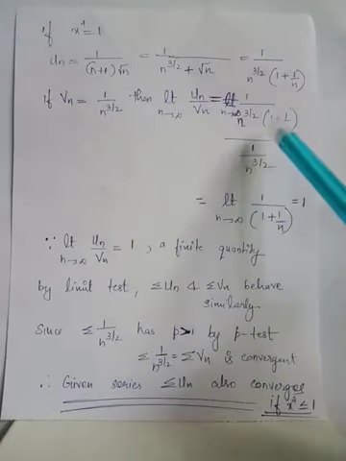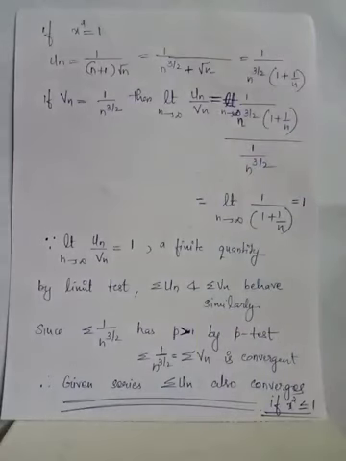So you can see that n raised to 3 by 2 gets cancelled because it is common in the denominator part for both un and vn. So we are left with 1 by 1 plus 1 by n. Limit n tends to infinity 1 by n is 0. Therefore, the final answer for this limit will be 1.